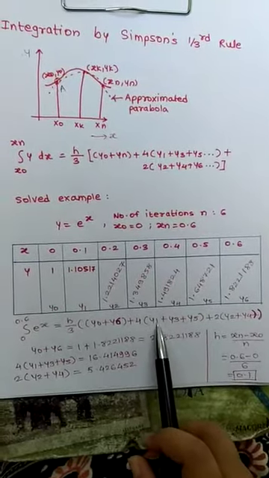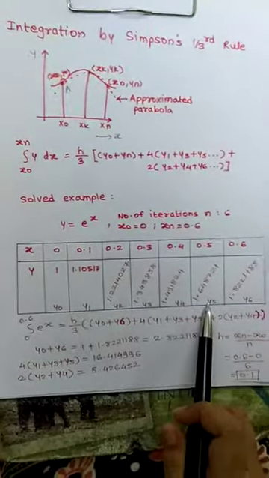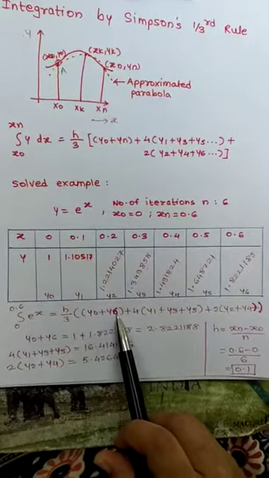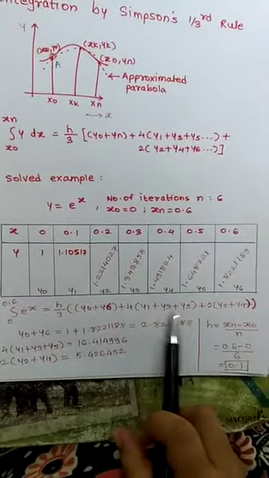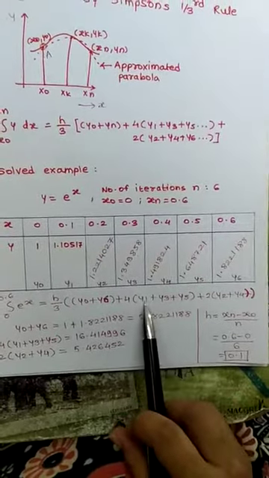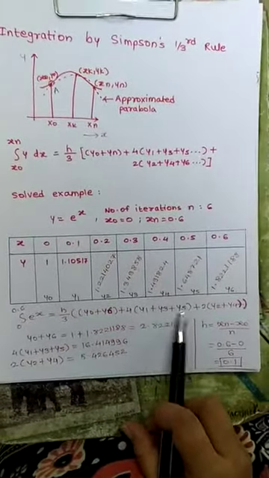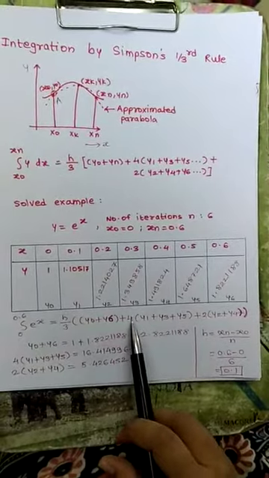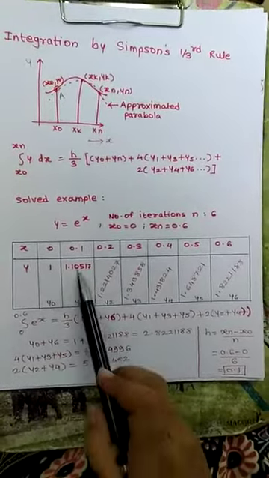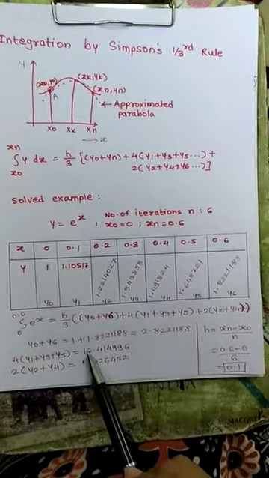Then the next step is plus 4 times we have to take the function at all odd values. So 4 times y1 plus y3 plus y5. The last value we have added is y6, so this odd value should be less than it. So we have taken the values only from y1, y3 and y5. Now I will do it 4 times y1 plus y3 plus y5. If you add y1, y3, y5 and multiply it by 4, you will get this answer.